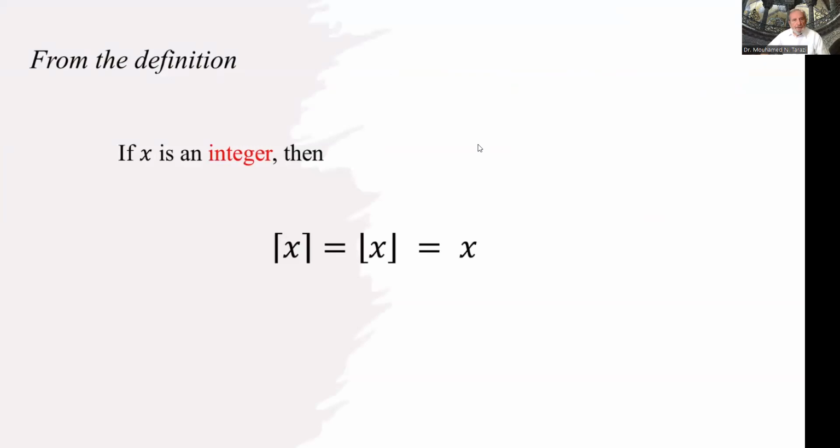So this is very important, and we are going to be using it today: if x is an integer, then the ceiling function at x is equal, and the floor function at x is equal, to x.